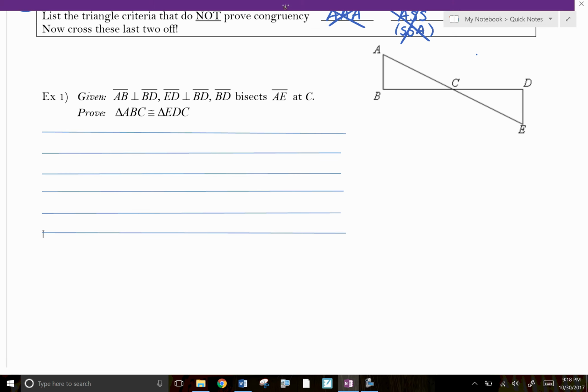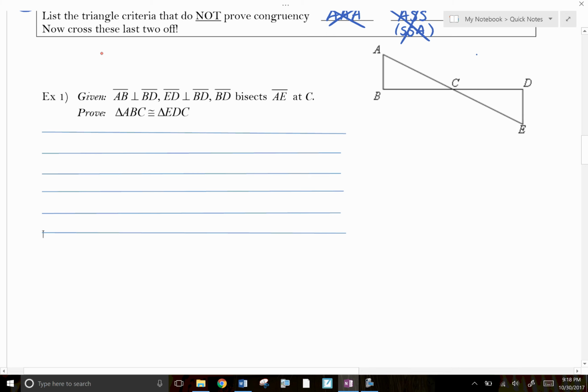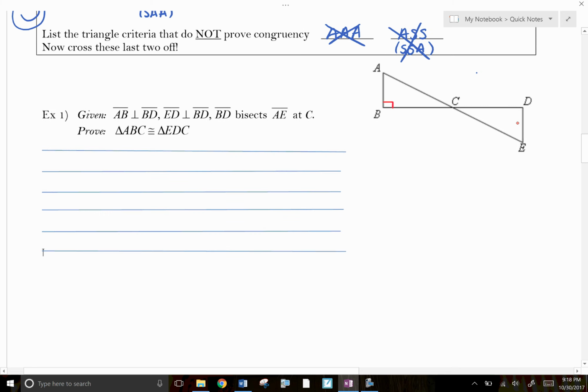So let's see. Let's start with this guy. So I have given that AB is perpendicular to BD. ED is perpendicular to BD. BD bisects AE at C. So this guy got cut in half at C. Okay, let's see. All right, well, that looks pretty good here. So let's prove these triangles congruent. So step one is to rewrite all of our givens here.